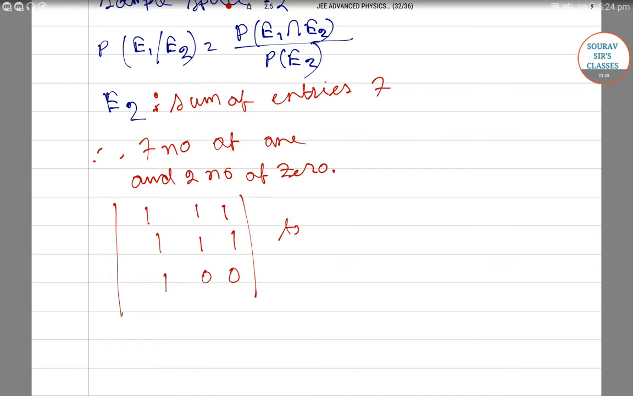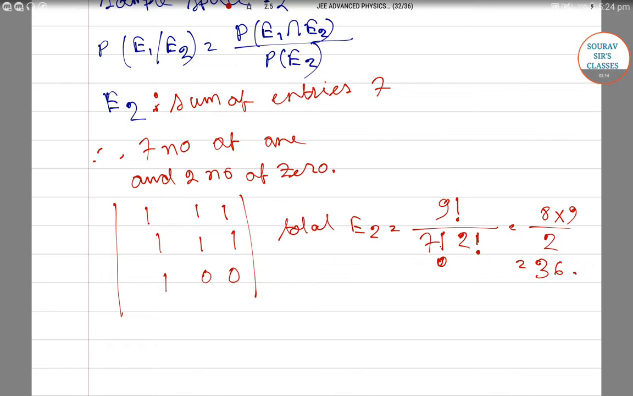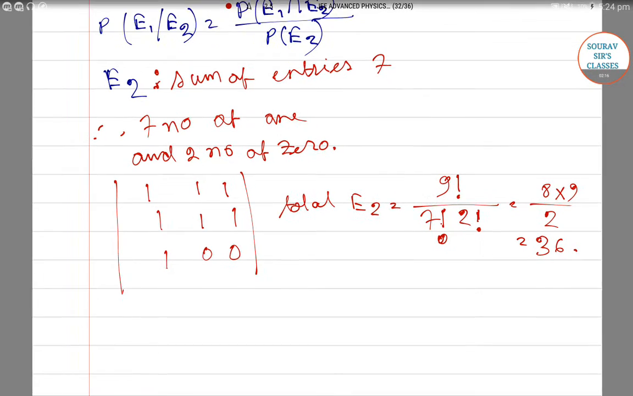So total E2 is equal to 9 factorial over, where 9 is the total and here 7 are 1s and 2 are 0s. So this is 8 into 9 divided by 2, so this is 36. Total E2 is 36.